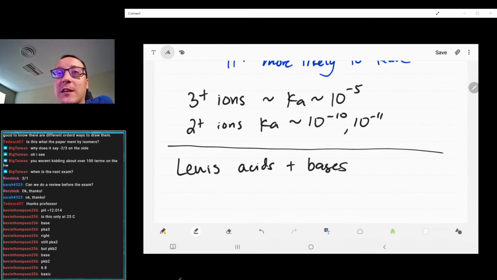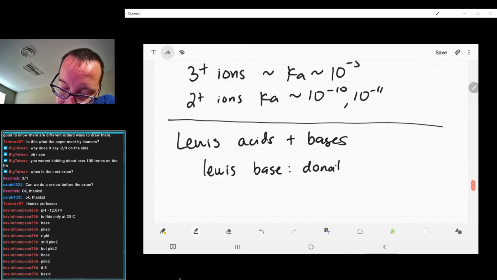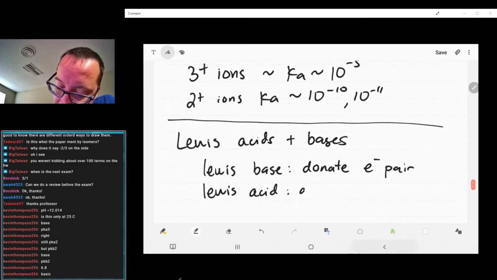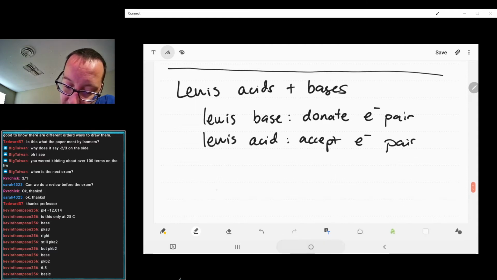So mostly we've been focusing on Bronsted-Lowry acids and bases where protons are moving around. The Lewis definition of acids and bases is going to be a bit broader, where a Lewis base will donate an electron pair, and a Lewis acid will accept an electron pair. So, for example, if we think about ammonia, it has a lone pair.